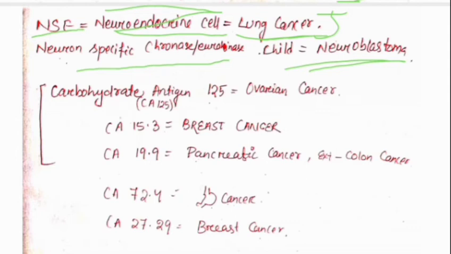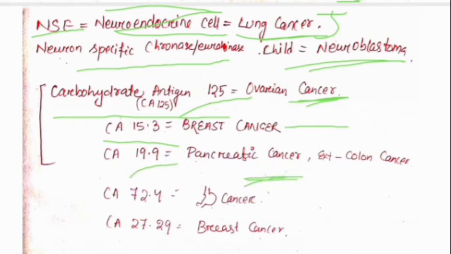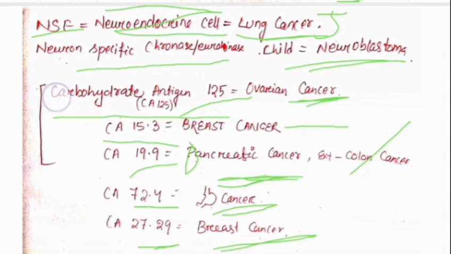Now we go towards the CA type of biomarkers. CA 125 is important for ovarian cancer. CA 15.3 is breast cancer. CA 19.9 is pancreatic cancer. How can you remember? We know 9. Now the mirror image of 9 is P. So you can understand very well that CA 19.9 is responsible for pancreatic cancer. Also, extra, we can find it in colon cancer. CA 72.4 is stomach cancer. 27.29, the mirror image of 72, is breast cancer. So these are the important carbohydrate antigens we discussed.